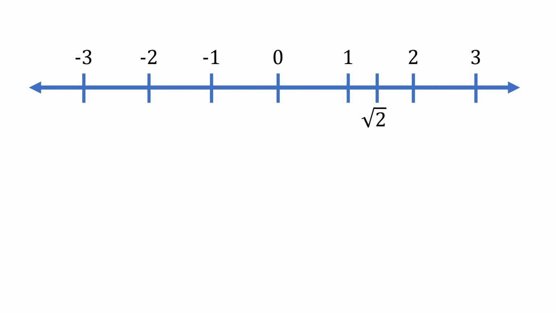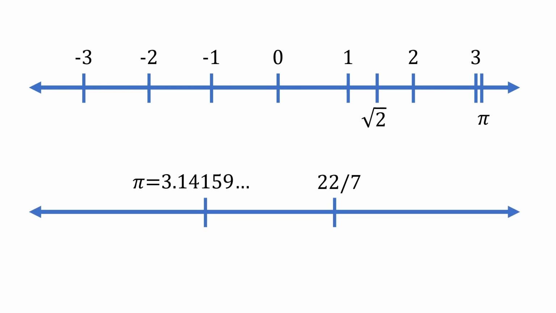Okay, we start with a line, and this is the line of the real numbers. For example, 0 is here. We have 1, we have 2, 3. We have also negative numbers like -1, -2, -3. The square root of 2 is here. Pi is here. Let's say someone comes and tells you that pi is equal to 22/7.